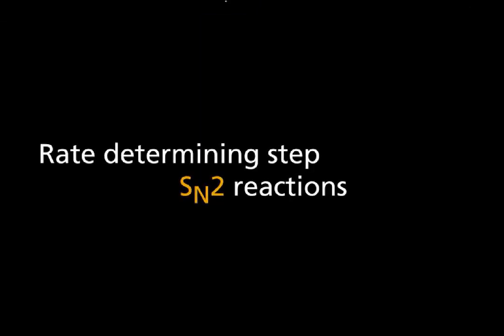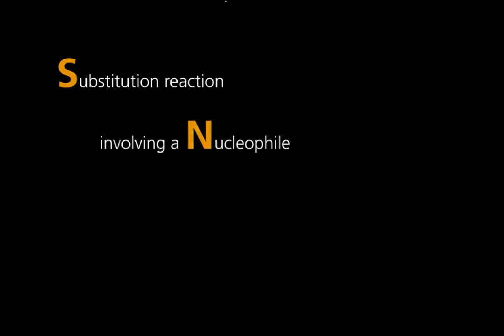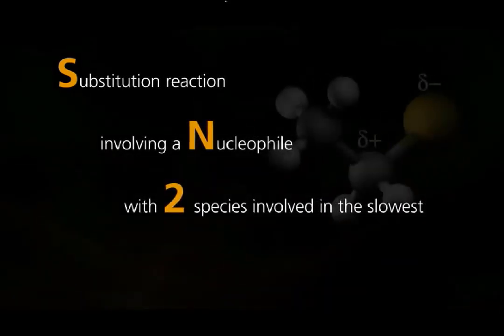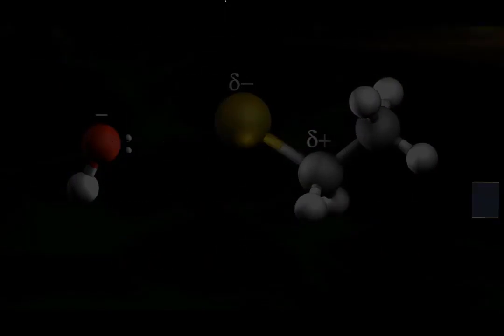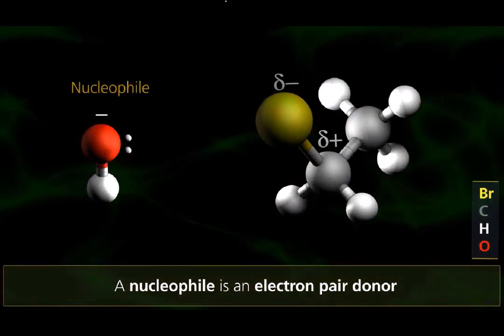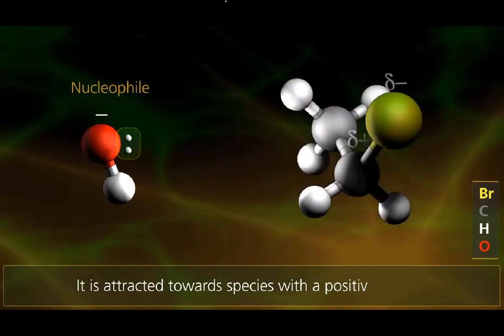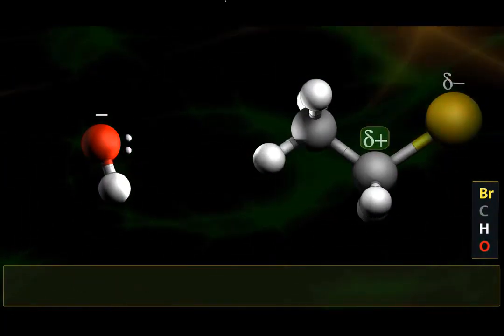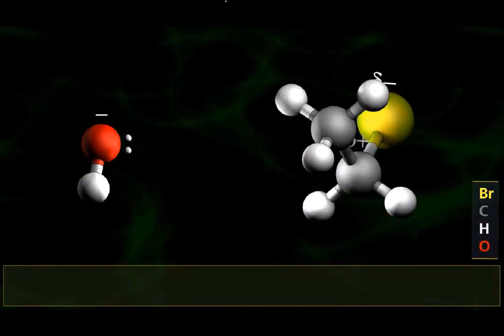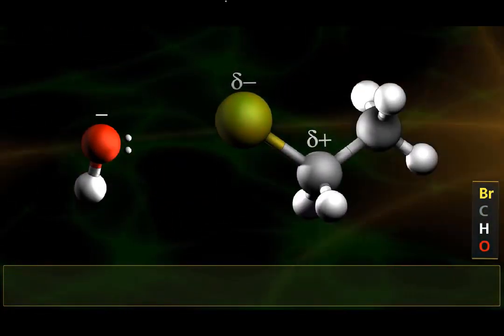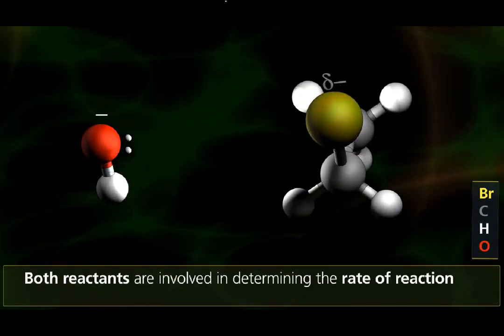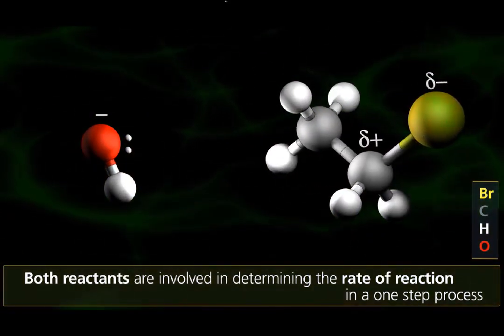Primary halogenoalkanes undergo Sn2 reactions, where the S denotes a substitution reaction. The N shows the reaction involves a nucleophile. 2 is the number of species involved in the slowest rate determining step. A nucleophile is an electron pair donor. It is attracted towards species carrying a full or partial positive charge, with which it can form a dative covalent bond. Consider the reaction between a hydroxide ion in solution and bromoethane. Both reactants are involved in determining the rate of the reaction in a one-step process.